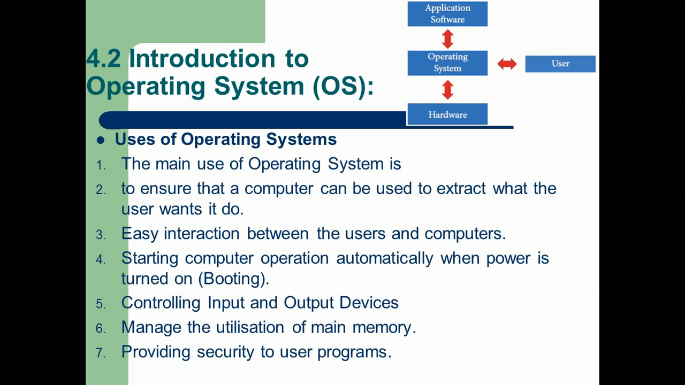The first use is that the operating system ensures the computer can be used exactly as the user wants. Whatever instruction the user gives, that instruction is exactly interpreted and compiled by the operating system, and it extracts the exact output the user wants. Number two, easy interaction between user and computer.